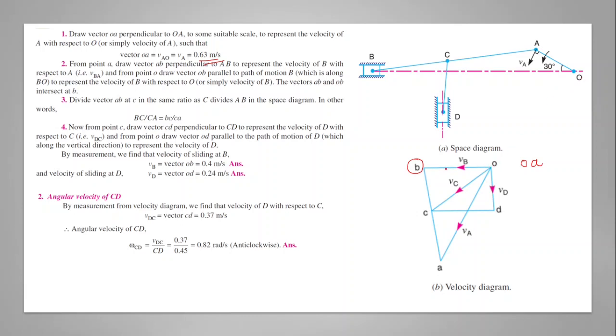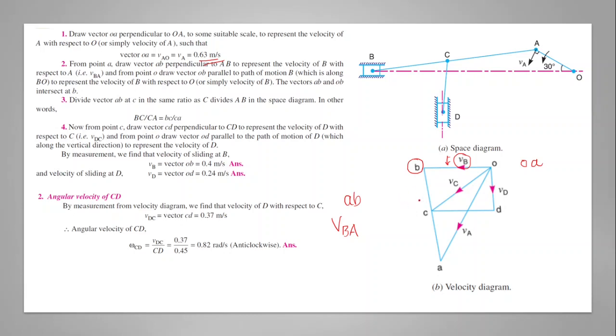Then we can find out the intersecting point of that horizontal line and this particular line. That will become point b. Then this will become the velocity of B with respect to O, or absolute velocity of B, and the small letter ab will become the velocity of B with respect to A. B with respect to A, that is a relative velocity.